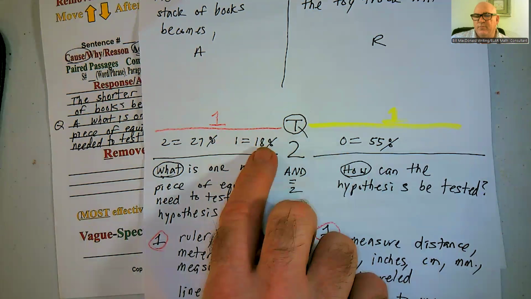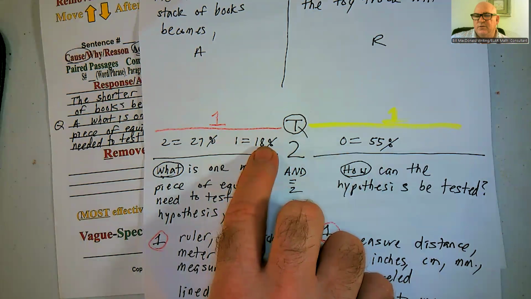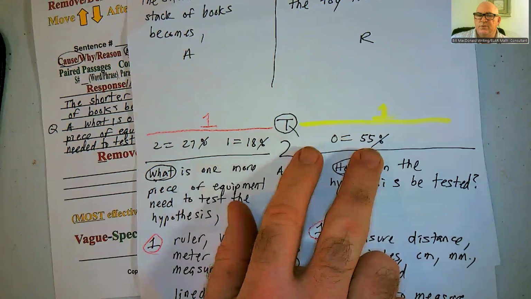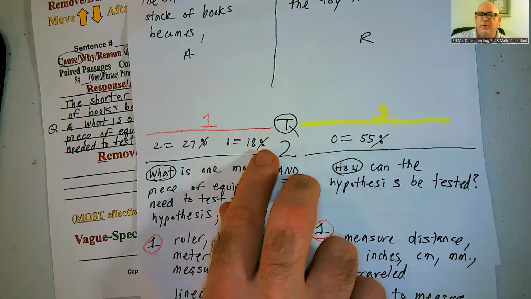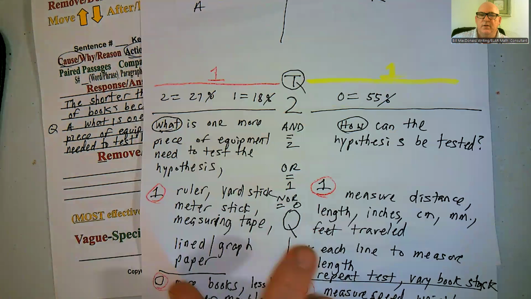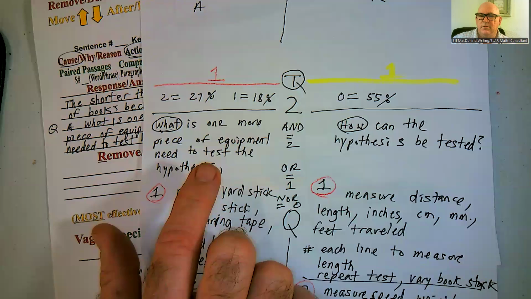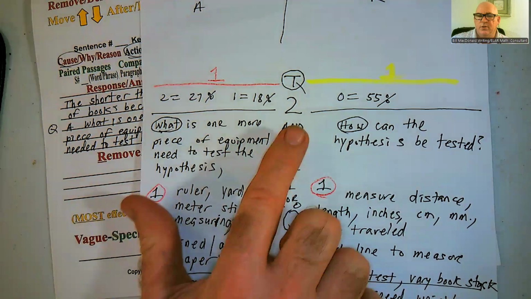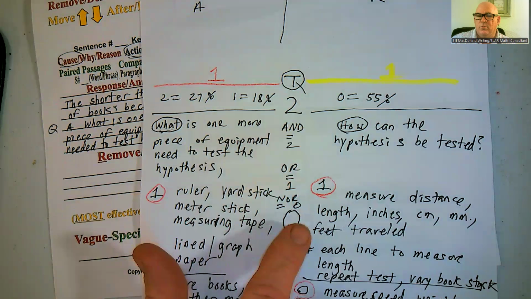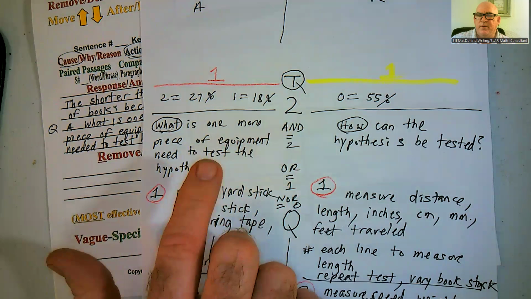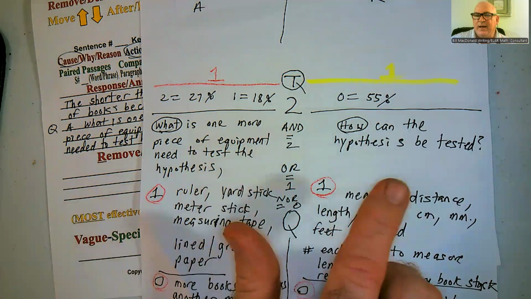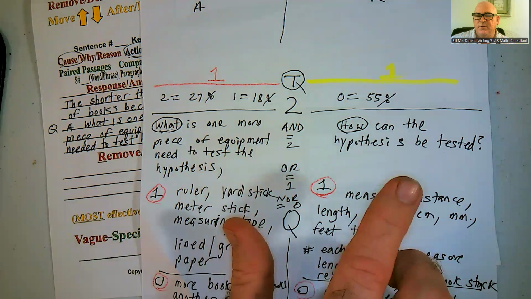55 plus about 18, 65, 75. 73% either got 0 points or only 1 point. Okay. So again, the two-part question: What is one more piece of equipment needed to test the hypothesis, and how can the hypothesis be tested?